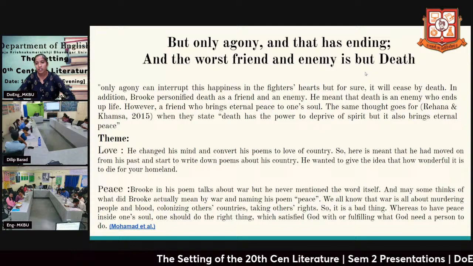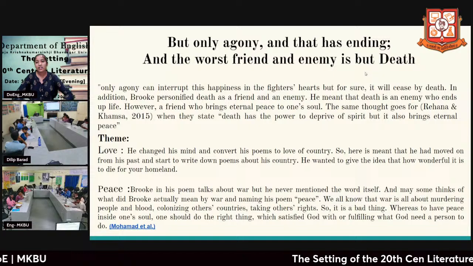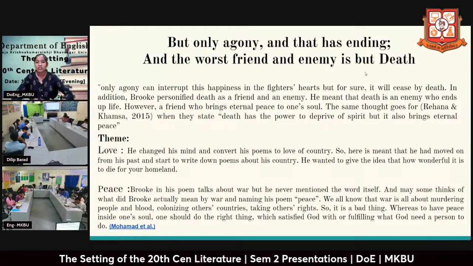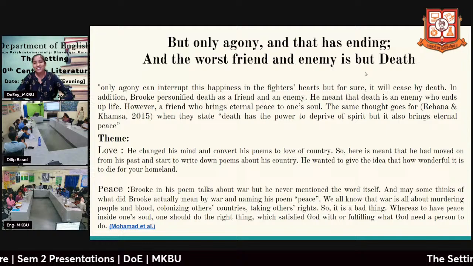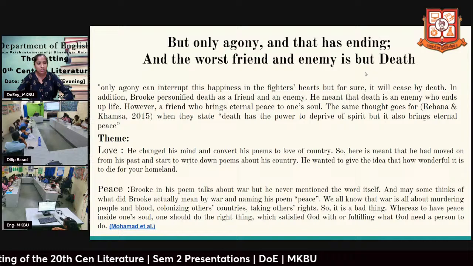In addition, Brooke personifies death as a friend and enemy. We can say it is a friend, but he means that death is an enemy who ends life, and a friend also, as a part of our soul goes into our body and we can sleep forever. The same thought goes for Rehana and Demisar in 2015, when they said death has the power to deprive of spirit, but it also brings eternal peace.